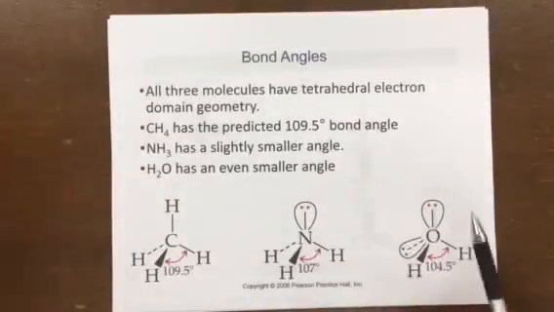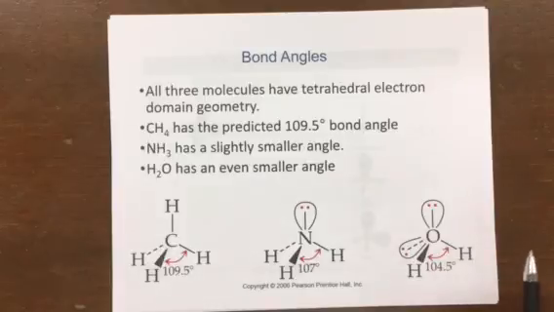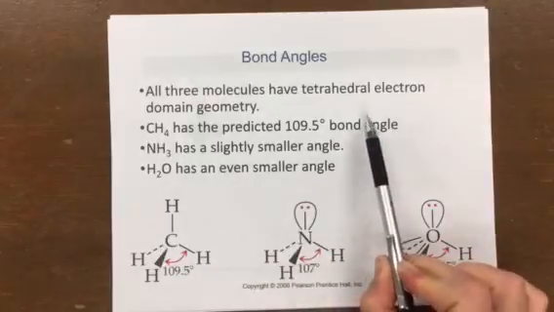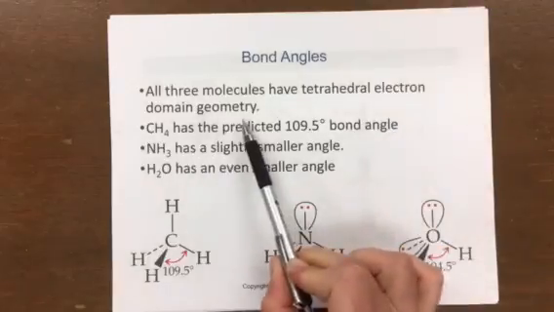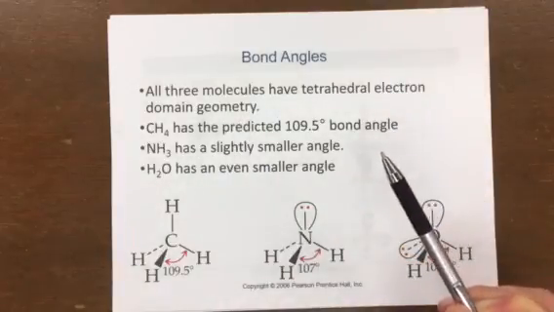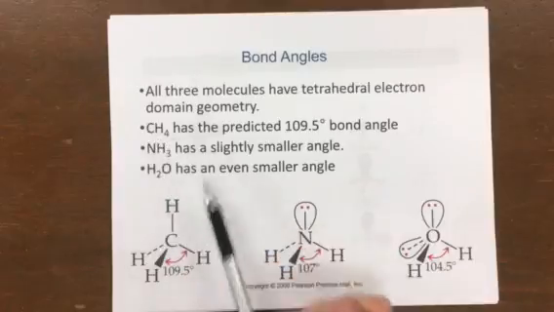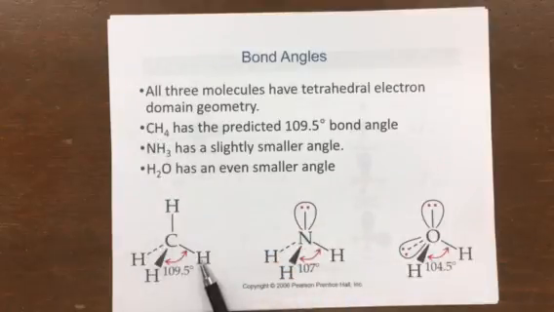When we look at bond angles, we actually see a little bit of variation. Same 3 examples, all 3 molecules have tetrahedral electron domain geometry. So that's the underlying shape. So CH4, since they're all bonding domains, has 4 hydrogens attached.